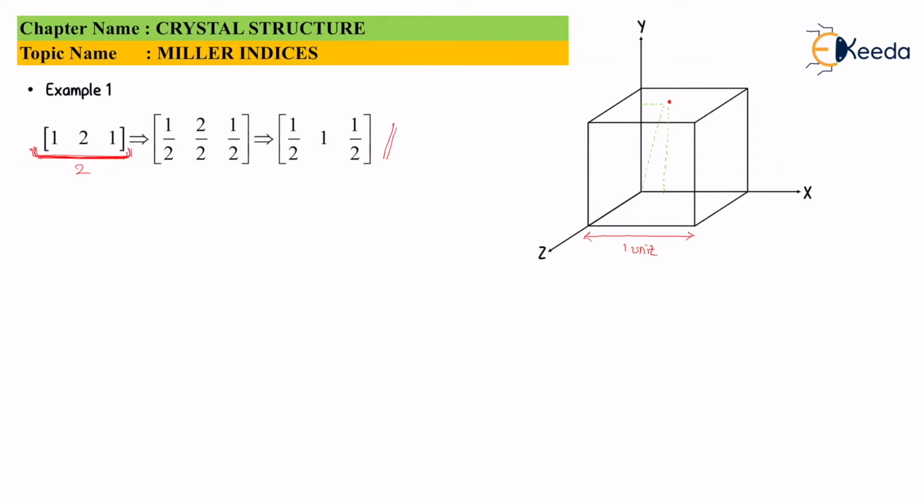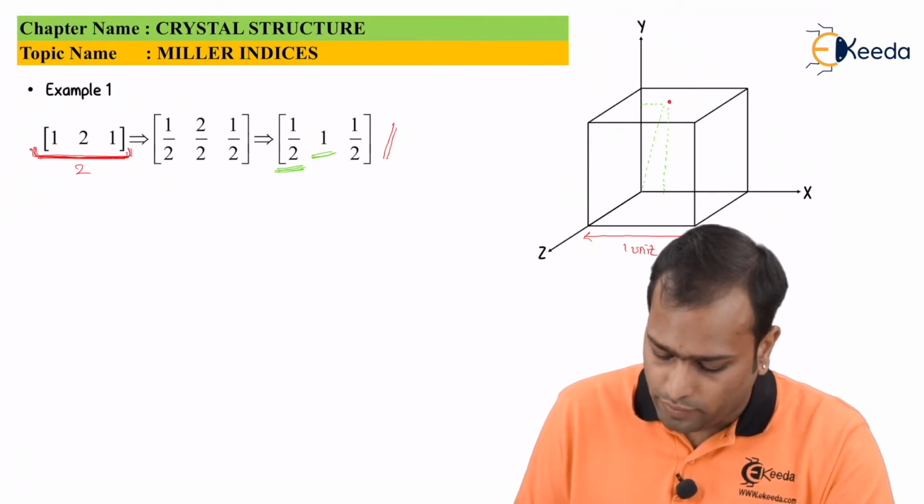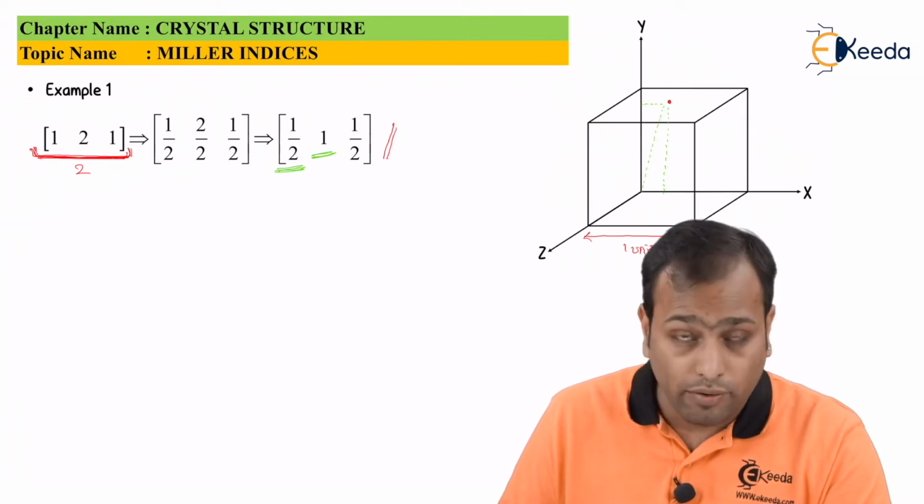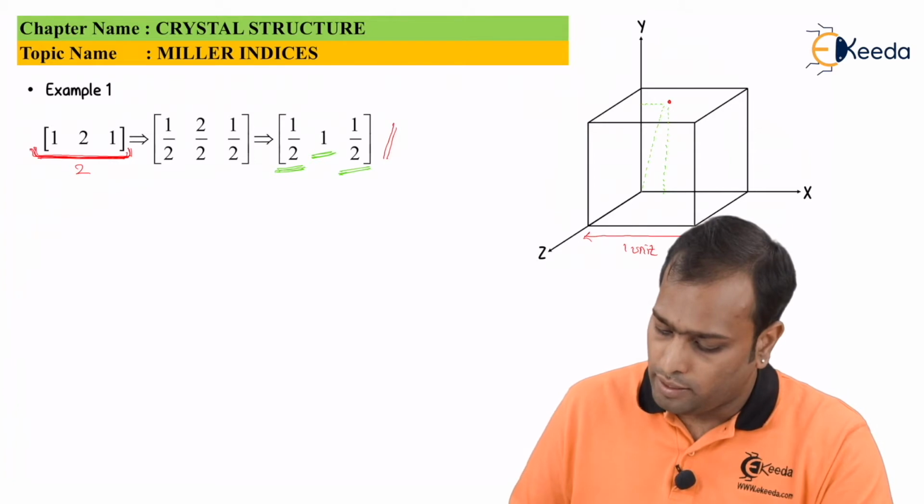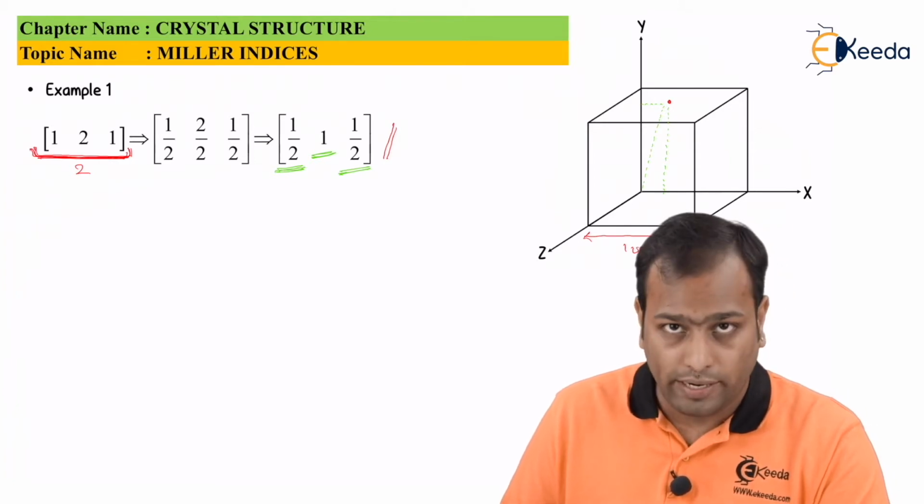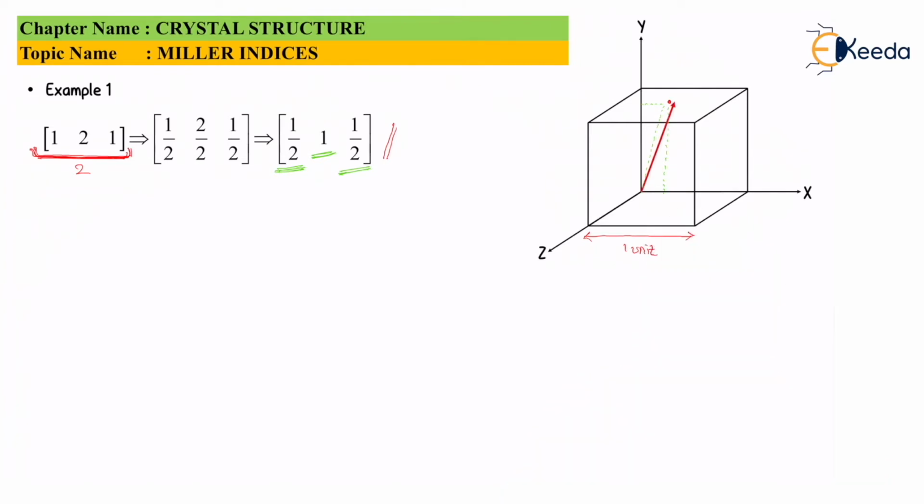So as you can see, the distance on the x-axis is half. We have moved half units on the x-axis. On the y, we have 1 unit. We have directly moved to the top. And for z, we have half units again. So the vector would be originating from the origin, which is 0, 0, 0, and terminating at the right point, which I have indicated. This would be the Miller direction.